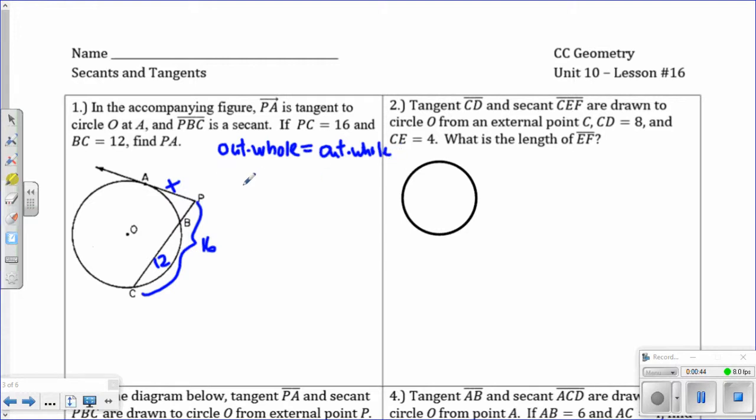Okay, so let's do the tangent first. The piece that's outside of the circle is the x. And the whole entire tangent is also x. So you're going to have always the same thing multiplied by itself here for the tangent. In the secant, the outside piece is PB. PB is outside of the circle. Well, if I do 16 minus 12, I have that distance as 4. Times the whole thing, which is said from P all the way to C, is 16, the whole entire secant. Then we just solve it. X times x is x squared. 4 times 16 is 64. Take the square root of 64, and we get PA to be 8.